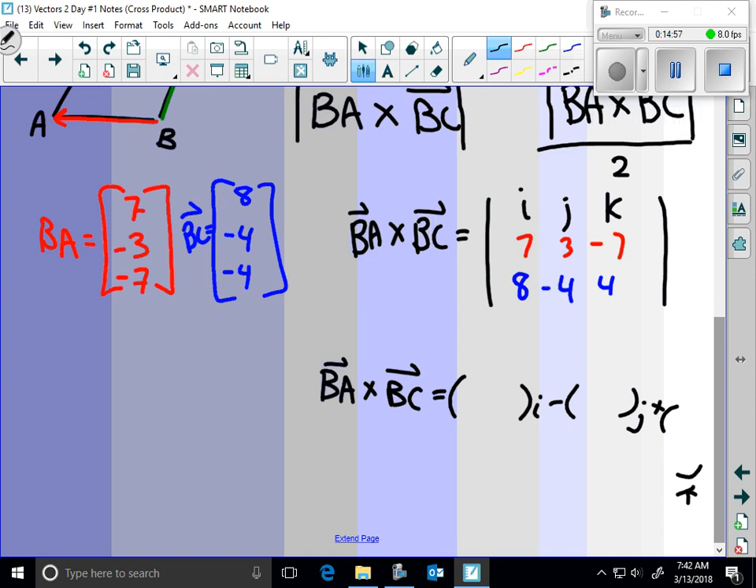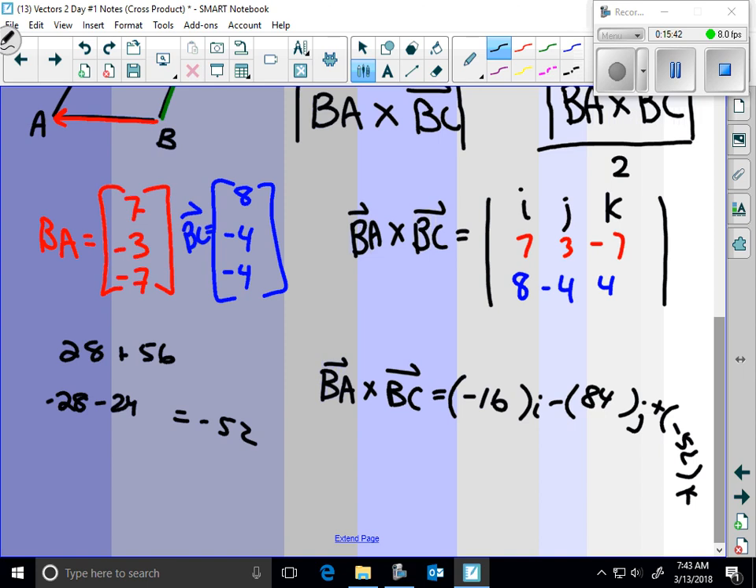For i I would have 12 minus 28, which is negative 16. For j, I cover up the 3 and the negative 4. I get 28 minus a negative 56. 28 plus 56 is 84. And for k, I get negative 28 minus 24, that's negative 52.